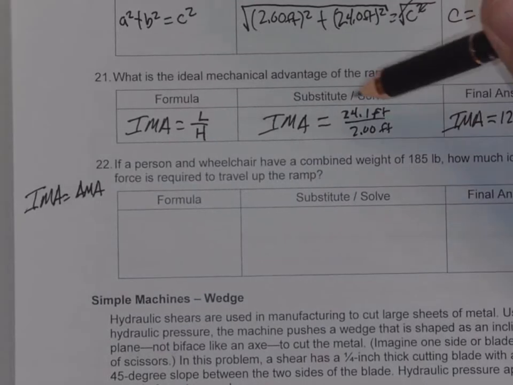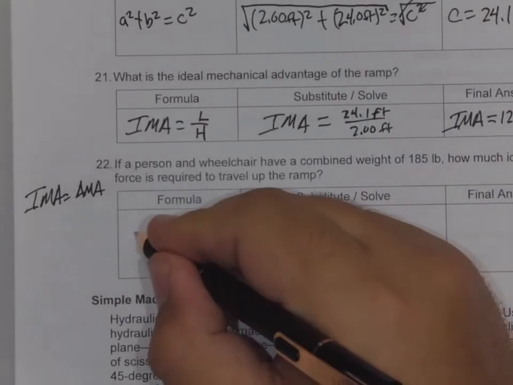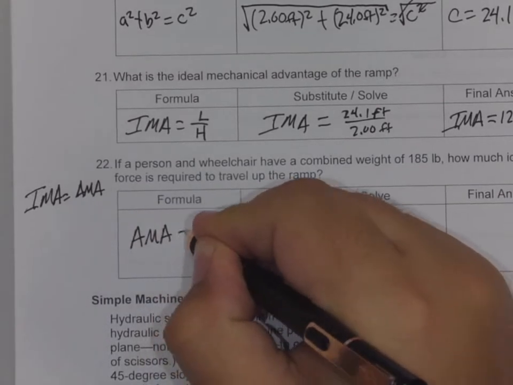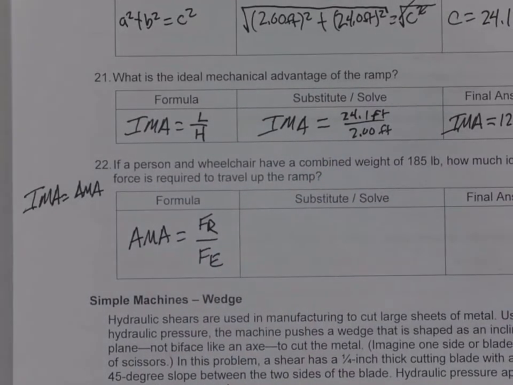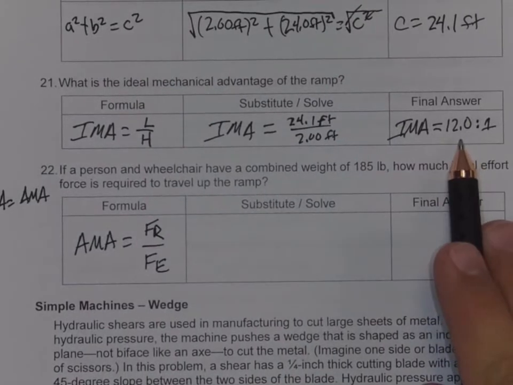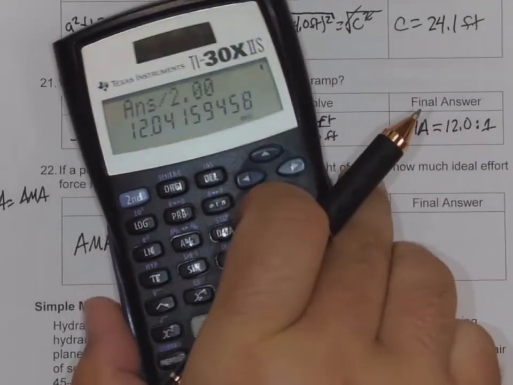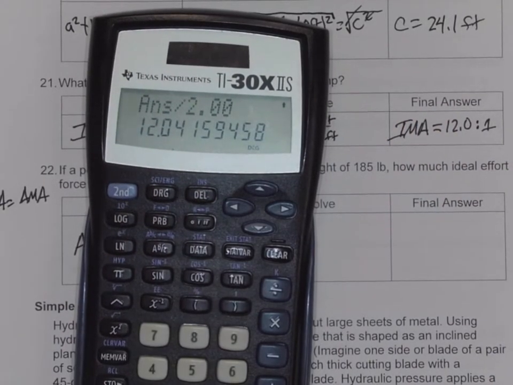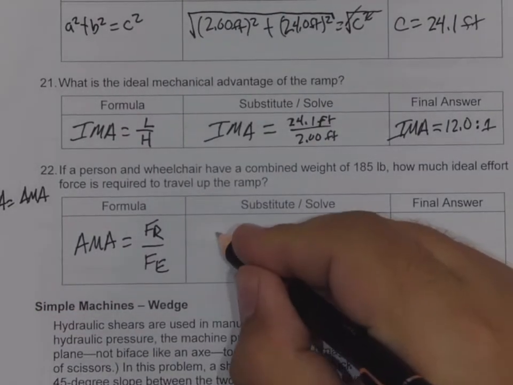So they say they've got a wheelchair and a person with a combined weight of 185 pounds, and if we wanted to push them up the ramp, what is the ideal effort force we would need to do that? I'm going to use an AMA formula, because that has a resistance force and an effort force in there, and we're looking for the effort force. From our last answer, we had a value of 12, which we can utilize here. Notice how I've kept that answer in my calculator and not cleared it. I'm going to use that raw answer, but when I write it down on my paper, I'm going to keep it as 12.0.